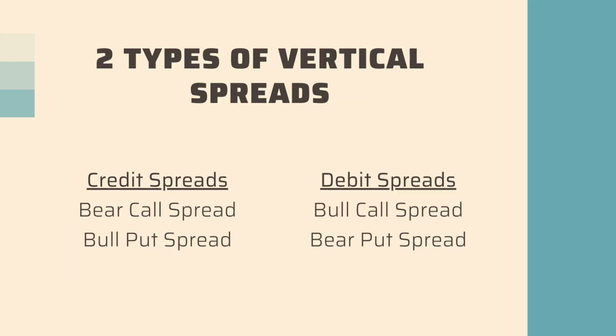Vertical spreads again are of two types: debit spreads and credit spreads. Debit spreads are the type of vertical spreads which you actually need to pay a premium to put on, while credit spreads give you a premium for putting them on. There are two types of credit spreads: bear call spread and bull put spread, and two types of debit spreads: bull call spread and bear put spread.